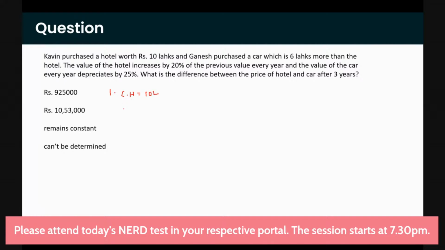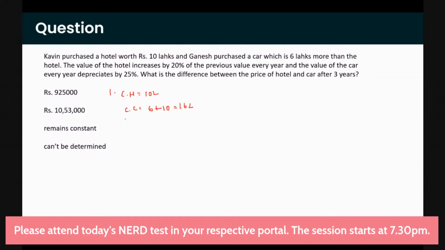And then what is the next given? Ganesh purchased a car which is 6 lakhs more than the hotel. So the cost of the car will be 6 lakhs more than the hotel. The hotel is worth 10 lakhs, so the cost of the car is 16 lakhs. Got it? The value of the hotel increases by 20% of the previous value every year, and the value of the car depreciates by 25% every year. What is the difference between the price of the hotel and the car after 3 years?